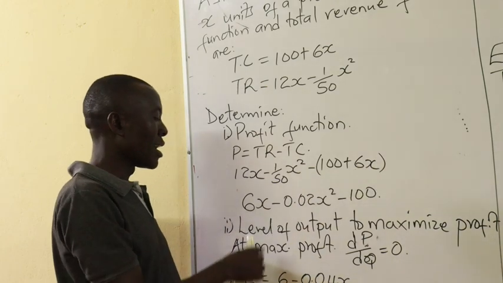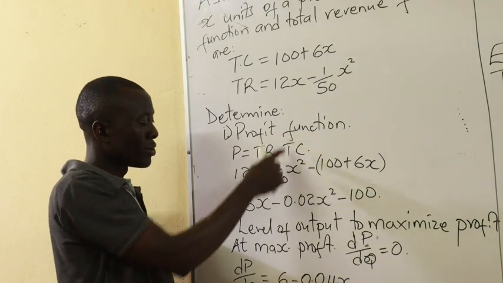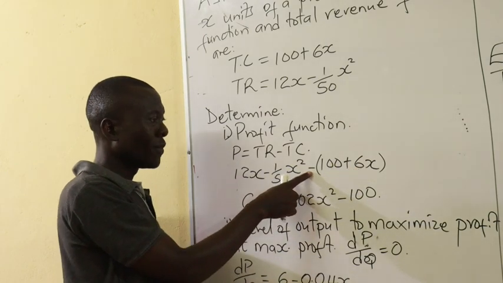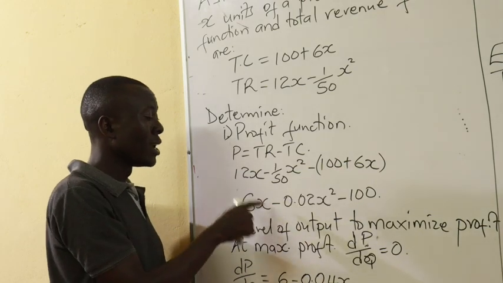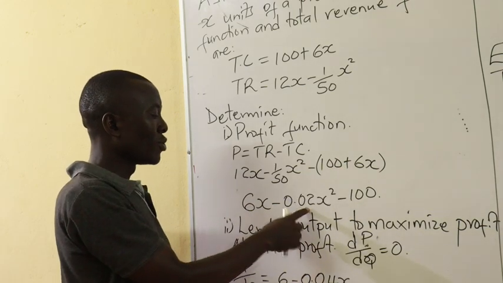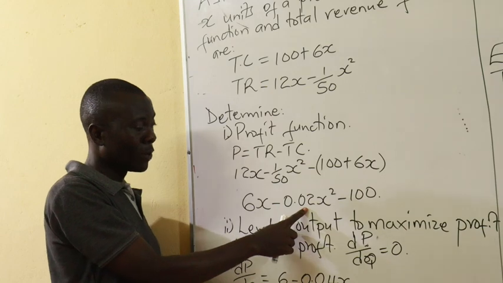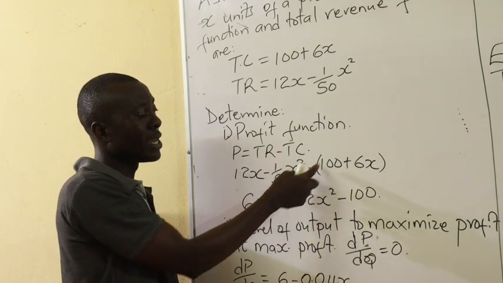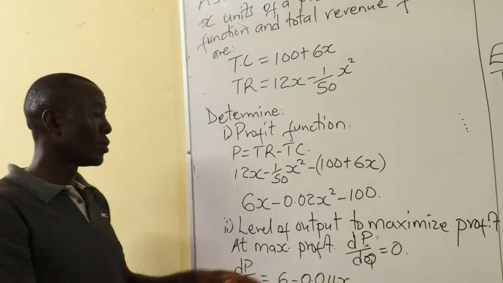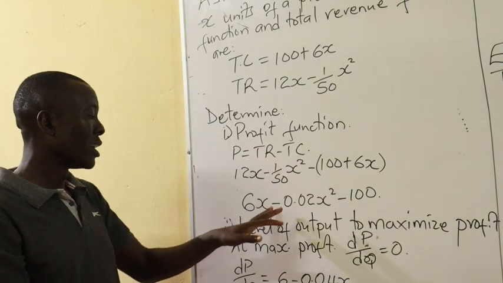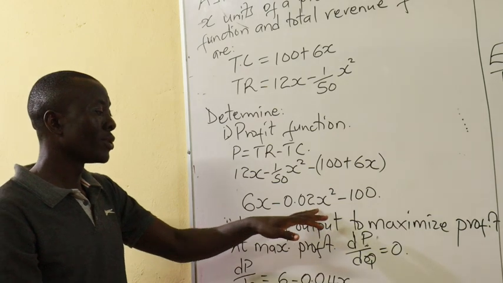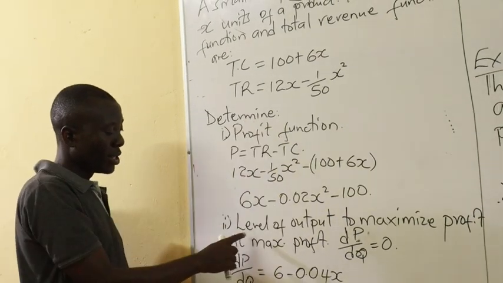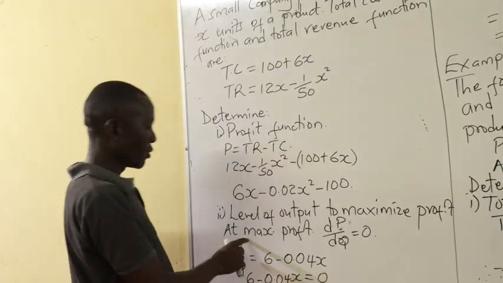The whole of this is the cost function, and that's why I've put it into the bracket so that it is not affected. Therefore, the profit function will be 12x minus, because we have a minus outside here, this becomes minus 6x, then minus 0.02x squared, I've just converted this fraction into decimal, then minus 100, because we have a minus outside and inside we have 100. So the profit function becomes 6x minus 0.02x squared minus 100.